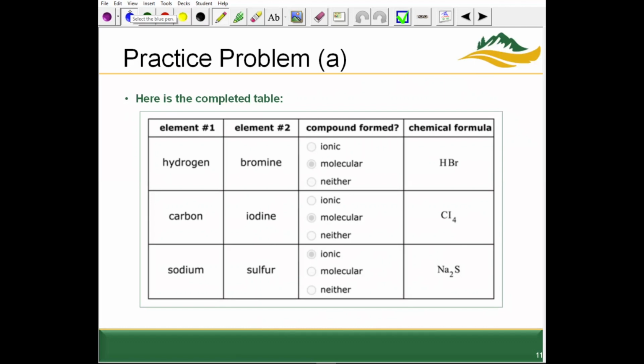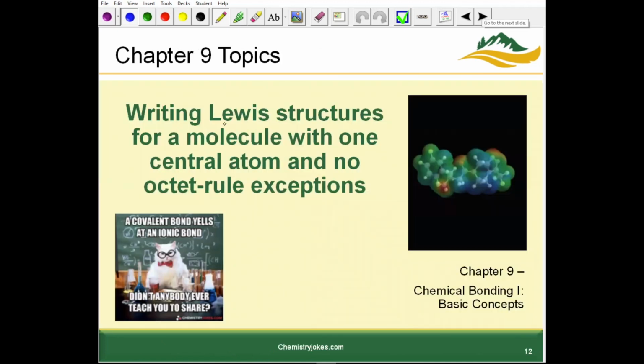So with all of that, we know this is molecular, ionic, Na2S we just talked about, CI4 we talked about, and HBr. So based on their different numbers of valence electrons, they will bond to reach a happy octet. We just drew Lewis dot structures for all of these, so let's keep going now. And we're going to now write Lewis structures for a molecule with 1 central atom and no octet rule exceptions.